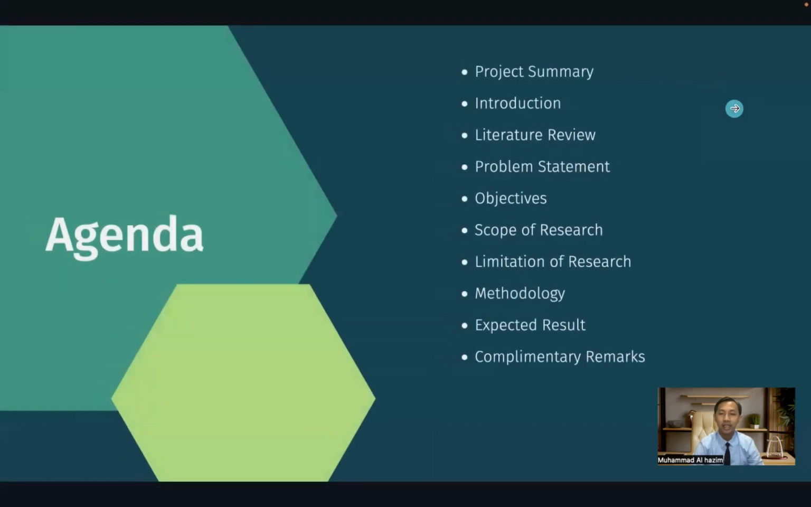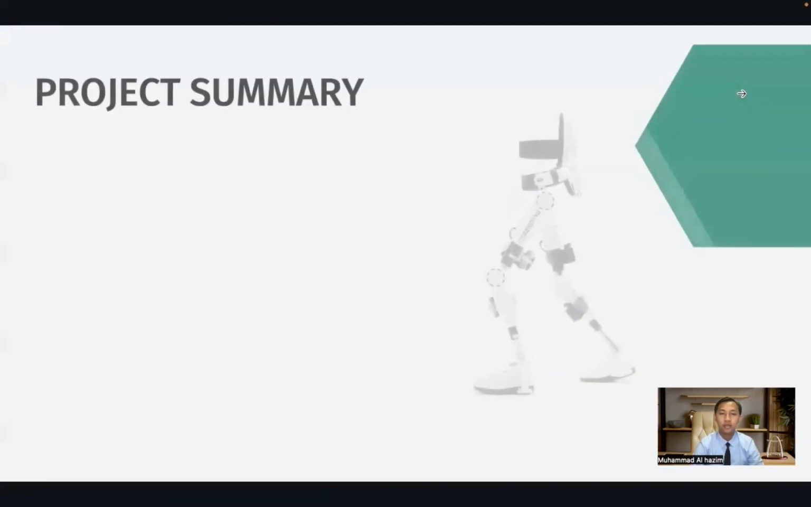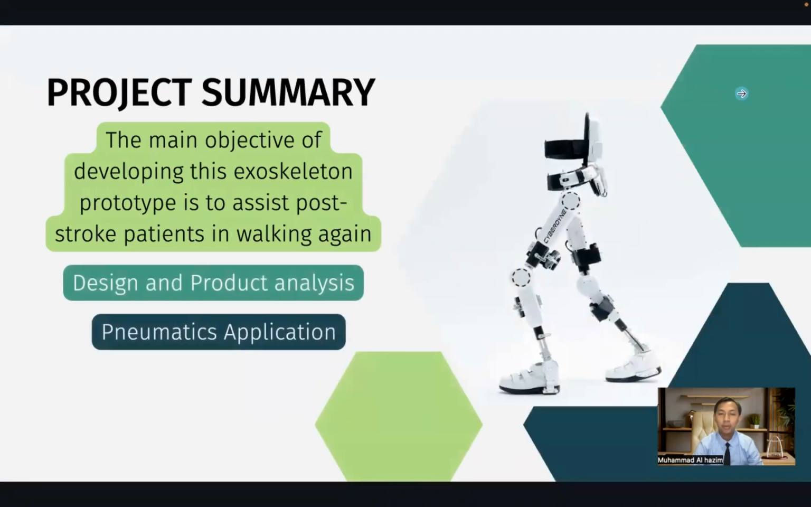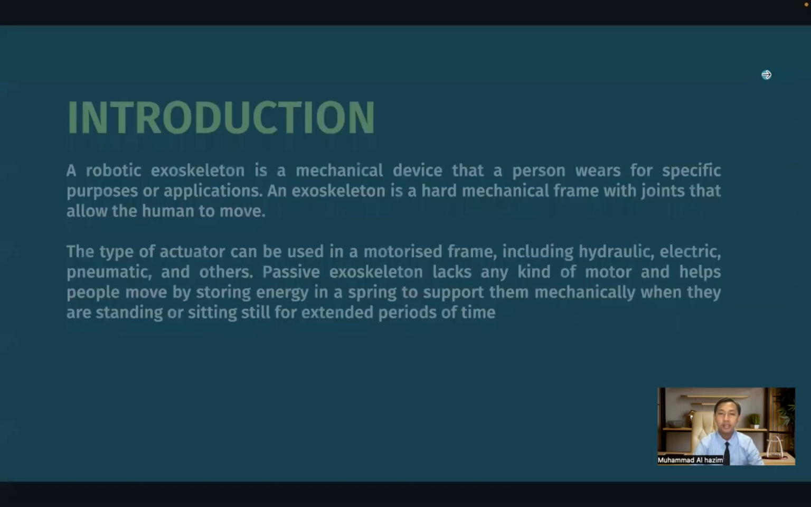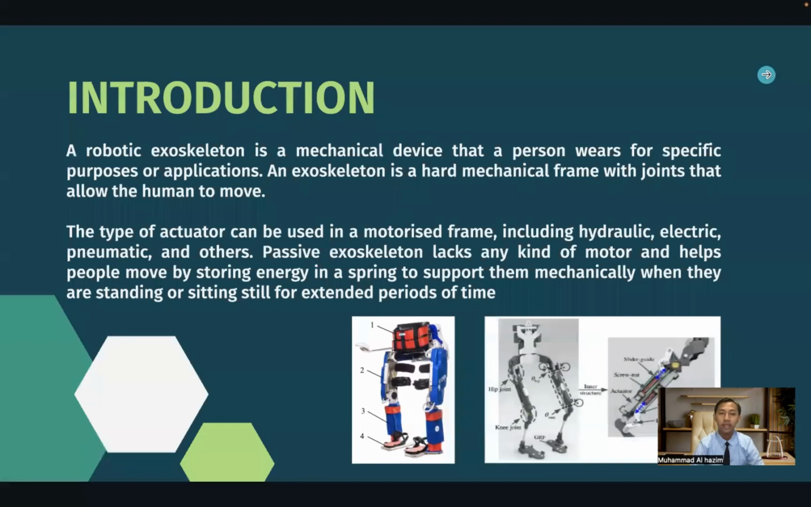So, this is the agenda of the presentation. The first one is the project summary. According to the project title, the main objective of developing this exoskeleton prototype is to assist post-stroke patients to walk again. To achieve the objective, I have implemented a few aspects, which are the design and product analysis and pneumatic application. These aspects will help me achieve the main objective.